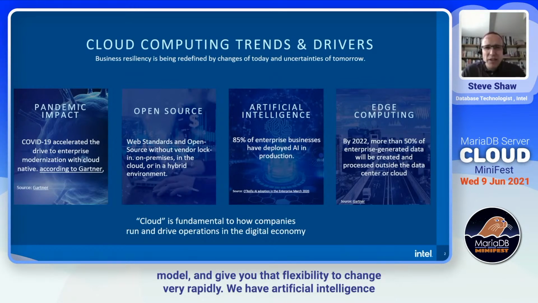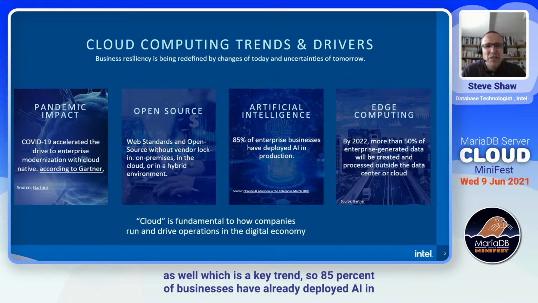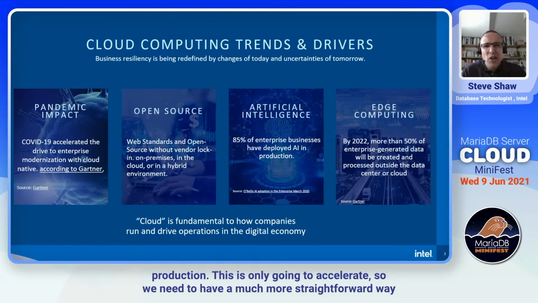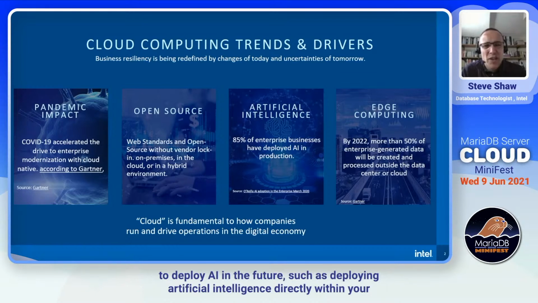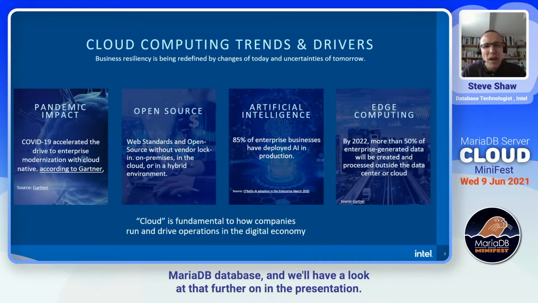We have artificial intelligence as well, which is a key trend. So 85% of businesses have already deployed AI in production. This is only going to accelerate, so we need to have a much more straightforward way to deploy AI in the future, such as deploying artificial intelligence directly within your MariaDB database. And we'll have a look at that further on in the presentation.